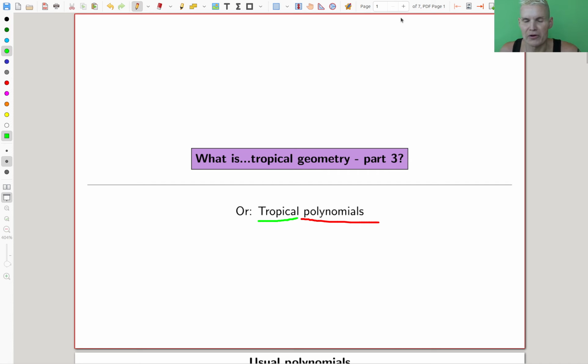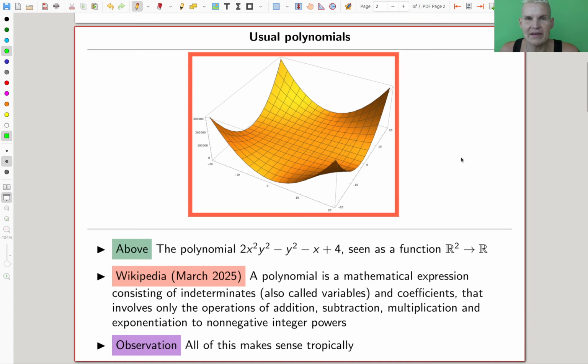So tropical polynomial. Well, what could be a tropical polynomial? Well, I kind of want to make the difference here between a usual polynomial and a tropical polynomial. So I just pull up a usual polynomial. A usual polynomial is a polynomial as you know it. So here's a polynomial, and let's say we have two variables. So I can see that as a function from R squared to R.